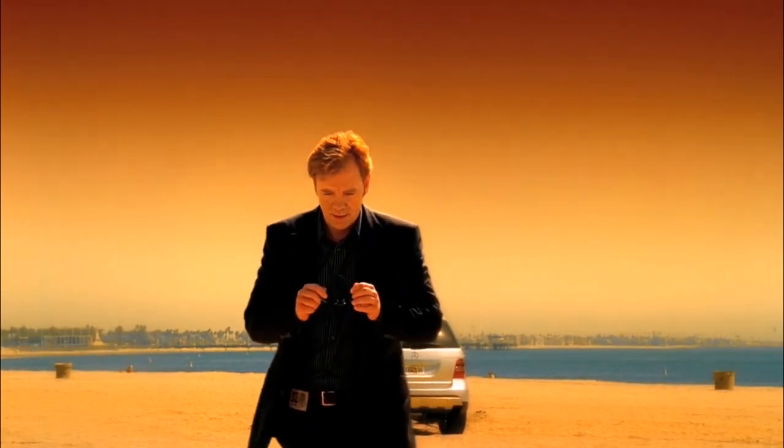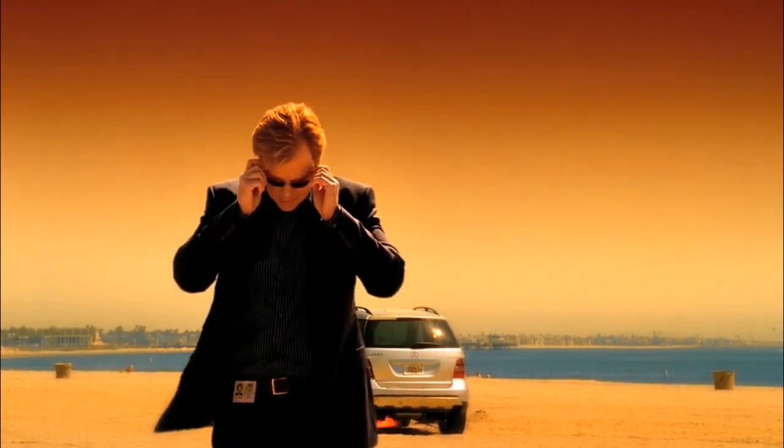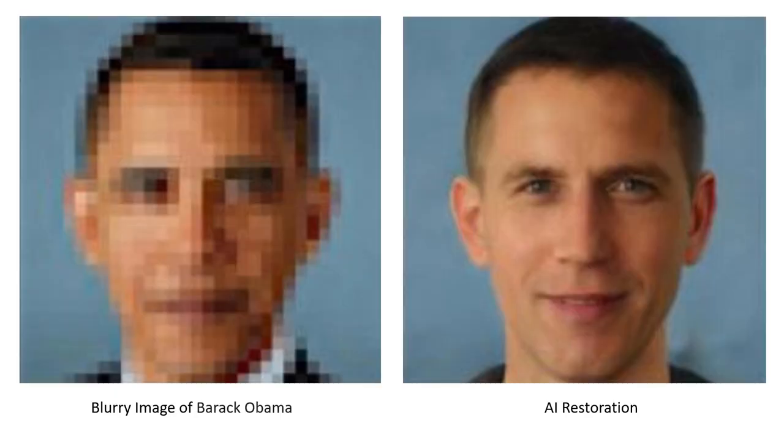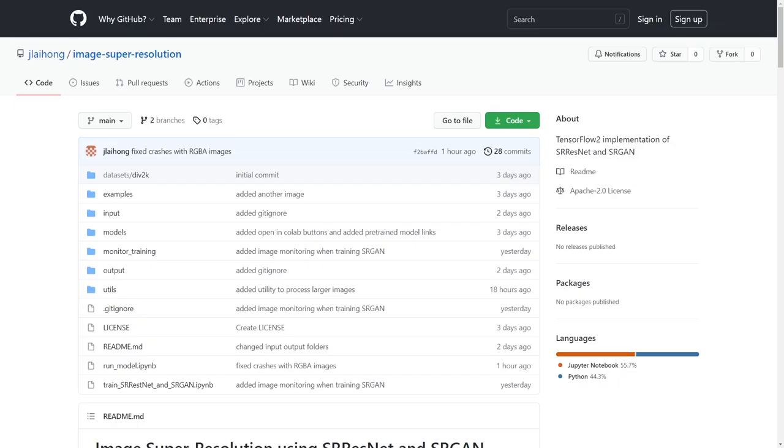This is probably not what you want to do if you're trying to catch a criminal on CSI Miami, because after zooming in multiple times, the AI model could generate a face which looks completely different to the original bad guy. Now, while it may not be good enough to catch bad guys, we can certainly use it to enhance the quality of our own personal images. Let's take a look at how we can do that.